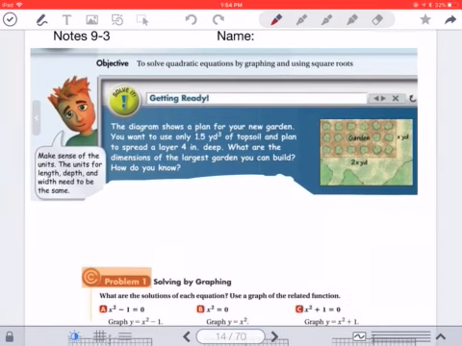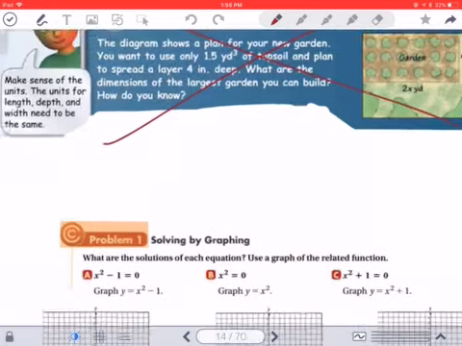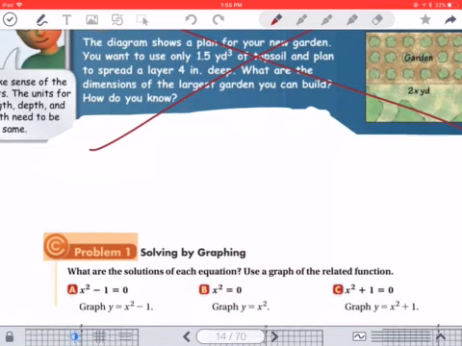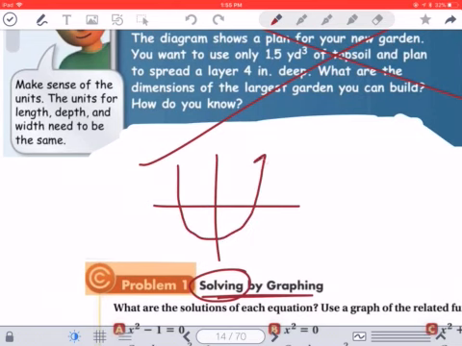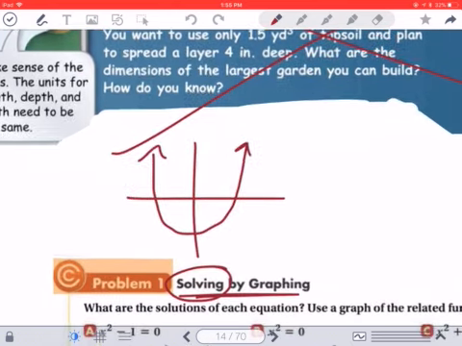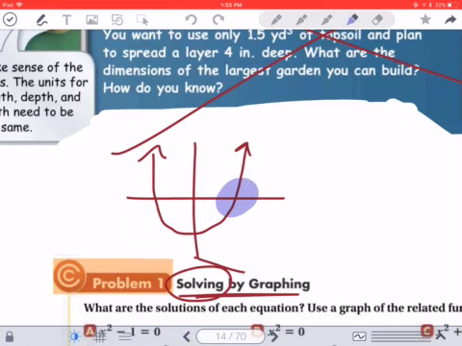Let's look at problem one. We're going to cross out this getting ready problem because we're going to cover it later on in the notes. But solving by graphing. Before we solve by graphing, you have to know what a solution is to a quadratic equation. We know from our notes that all quadratic equations are going to be a U-shape, something like this. And the solutions are where this parabola crosses the x-axis. This is the x-axis, the horizontal axis.